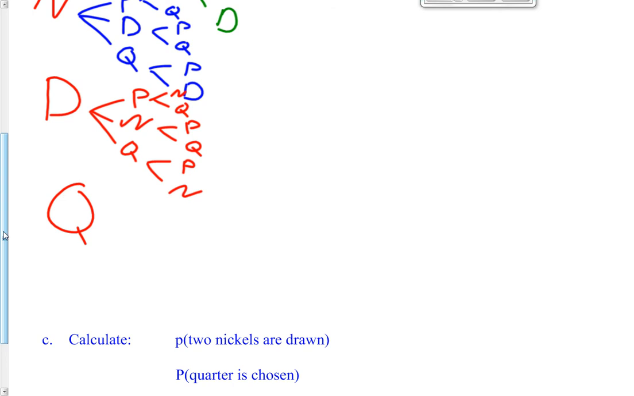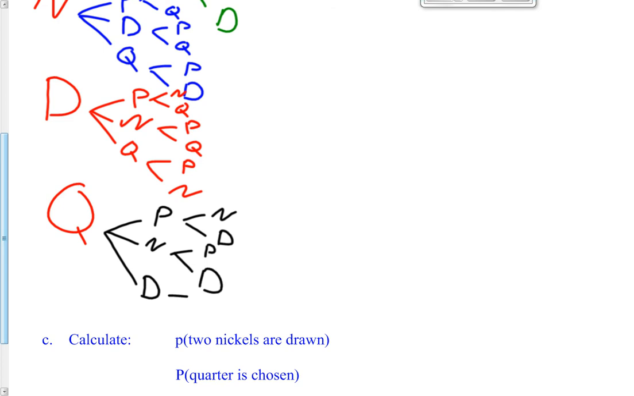Okay, last one. If I draw a quarter first, I could draw a penny or a nickel or a dime. If I draw a quarter, penny, then it could be nickel for the 3rd draw or a dime for the 3rd draw. Or quarter, nickel, penny, dime.